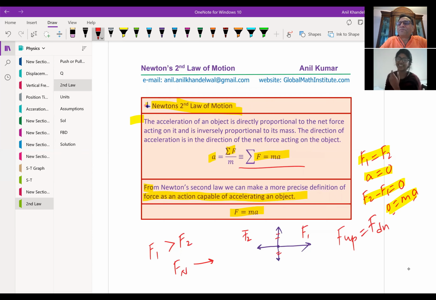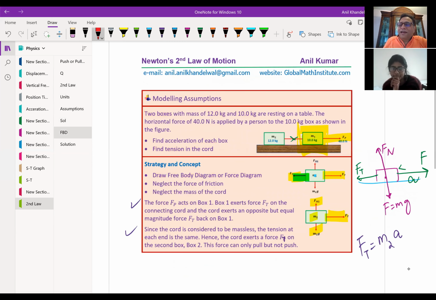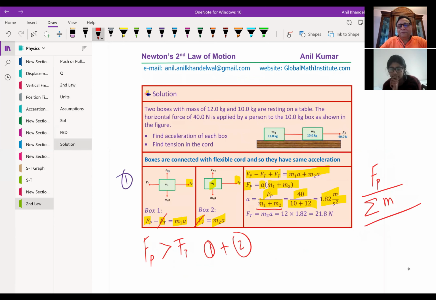You could add all these masses and get to the solution just as we got here. Now, we need to find Ft. We can always use the second equation, which directly gives us the value of the tension: Ft equals m2 times a. We have already calculated a as 1.82, so we multiply 1.82 by the mass of the second object, m2, and get the answer. The tension is 21.8 newtons.